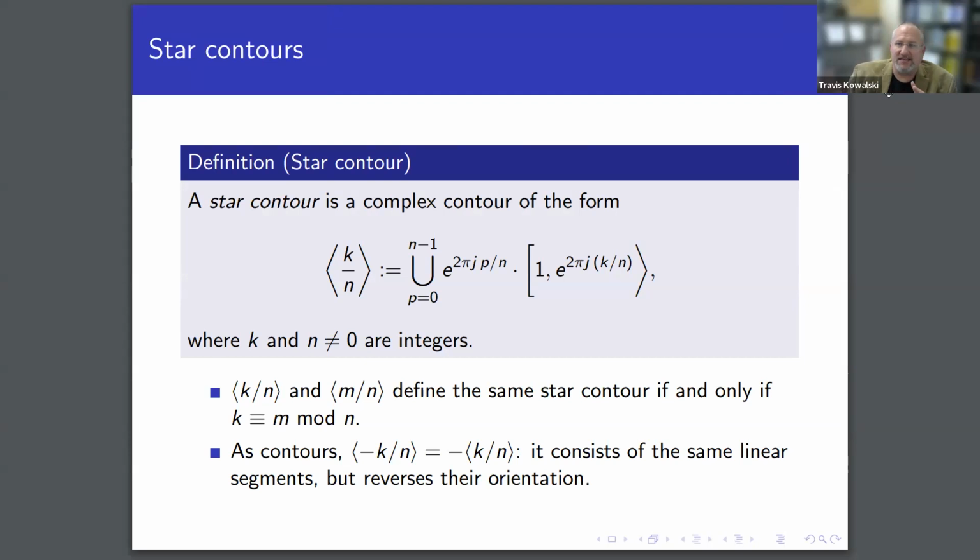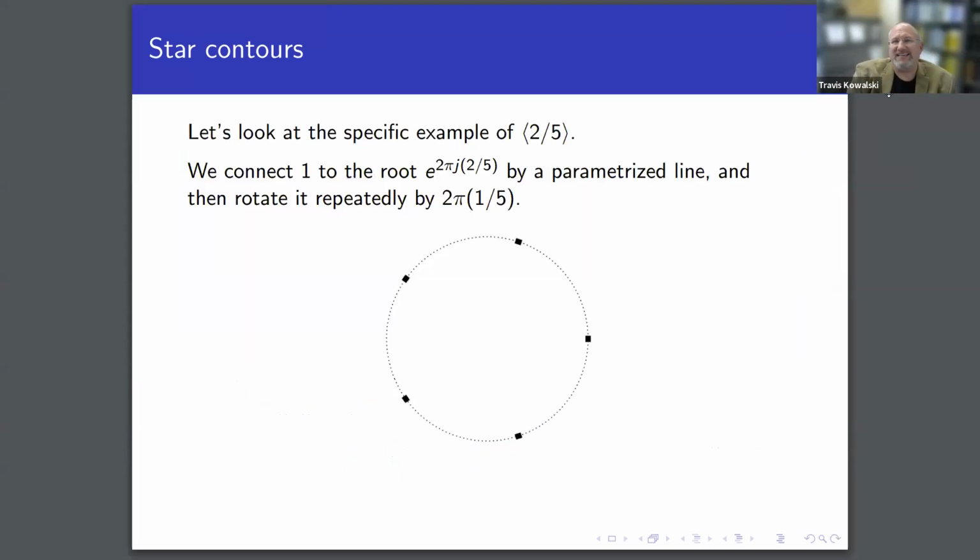In the case, since we can change the numerator, k over n and m over n define the same star contour if and only if they differ by a multiple of n. And negative k over n is the opposite of the contour k over n. Same shape, but reversed orientation. And we can kind of see this in a picture. I will show you the oriented 2-5 star.